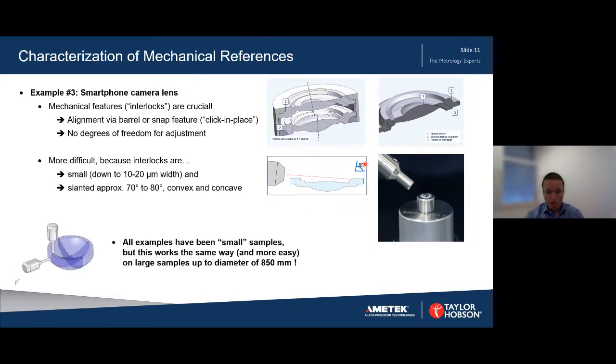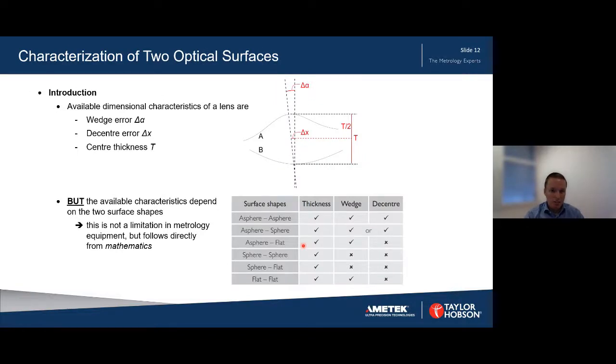Up to now, I've shown you only the small lenses, so the smartphone lenses and the corresponding molding tools, and the first example had been a lens with only 10 millimeters in diameter. But I guess it's quite obvious that you can use this principle, this technique, also for larger samples, and it will be easier because the interlocks or reference surfaces are larger and easier to access. And we allow for these features up to a diameter of 850 millimeters. So you can use it also for very large samples. Yeah, this had been the mechanical reference.